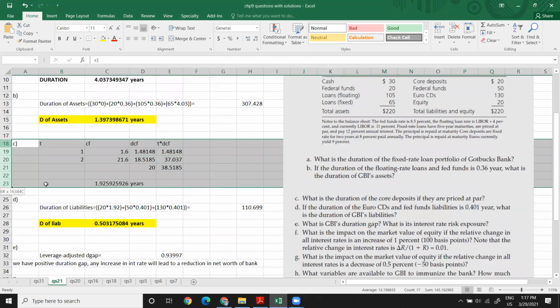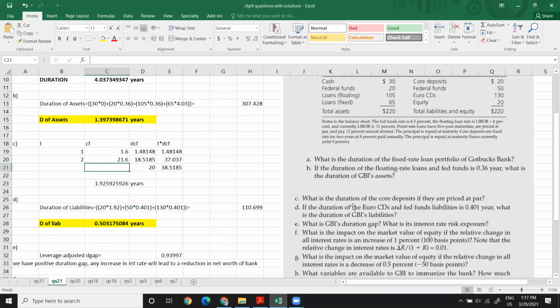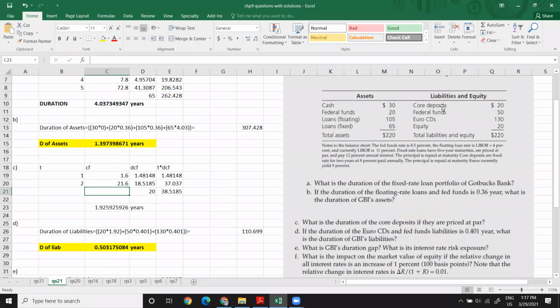In part C, what is the duration of those core deposits if they are priced at par? So the core deposit in here, okay? We need to estimate the duration of core deposits, so we need to get some more information concerning the core deposits, okay?